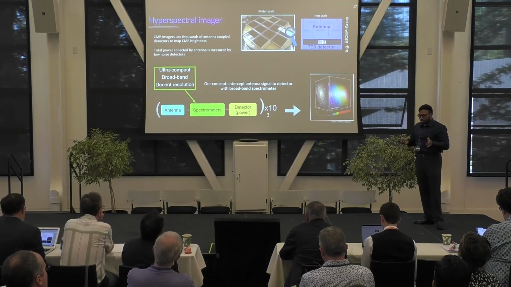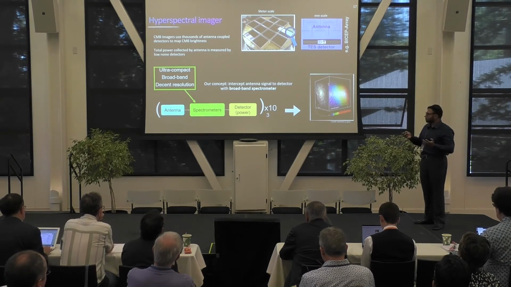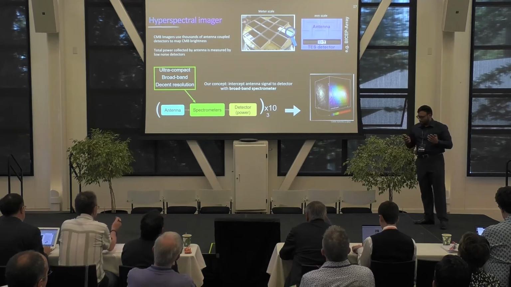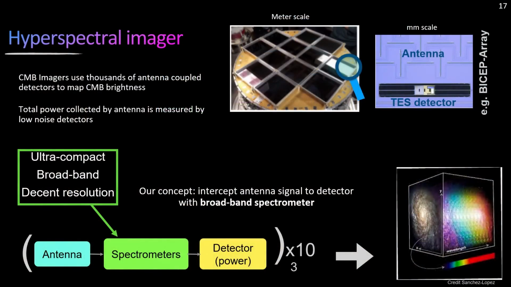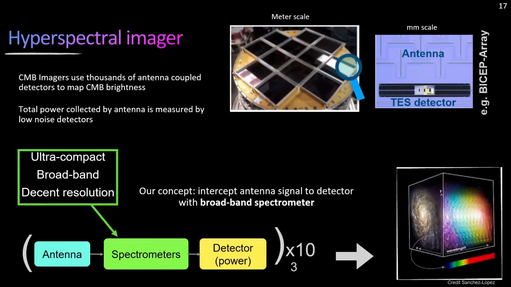And the motivation here is to create something called a hyperspectral imager. It's in the name, what it means. And the way I think about this is, can we sort of ride on the success of standard CMB experiments but do something novel?